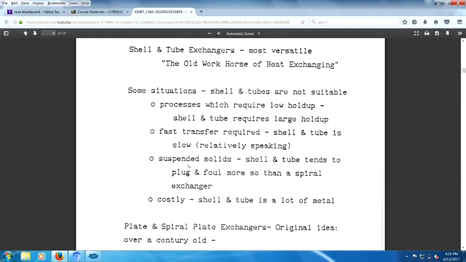So suspended solids, well, if I was cooling down strawberry jam and the strawberries were big hunks of strawberries in the jam, it'd be hard to put a strawberry down a tube. And it would tend to be very cloggy. So then I might switch to a spiral heat exchanger. The other problem with shell and tubes is they're a lot of metal. A lot of metal, they cost a lot.